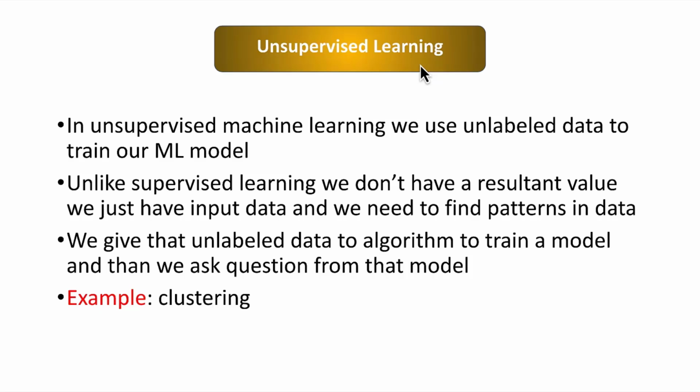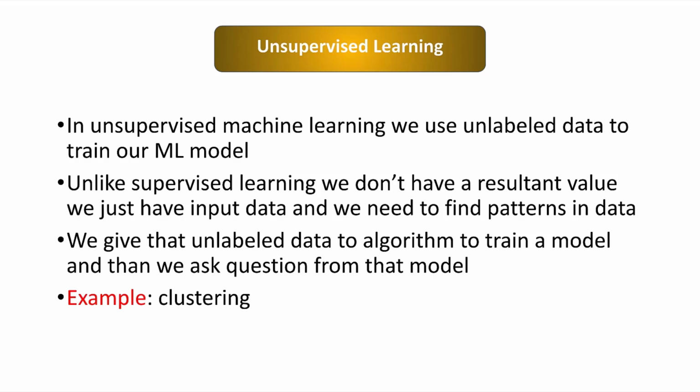So now let's look at unsupervised machine learning. In unsupervised machine learning, we use unlabeled data to train our machine learning model. Unlike supervised machine learning, we don't have a resultant value, we just have the input data and we need to find patterns in that data. So we give that unlabeled data to our algorithm to train a model and then we ask questions from that model. An example of unsupervised machine learning is clustering.